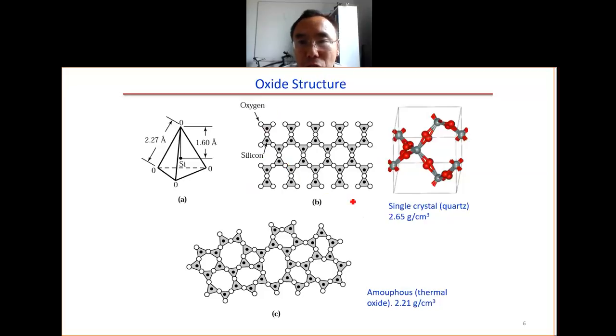So this is the single crystal. Single crystal is periodic, while amorphous has no long-range ordering. This is the quartz crystal structure, but actually the crystal structure is quite complicated. So I will show you.